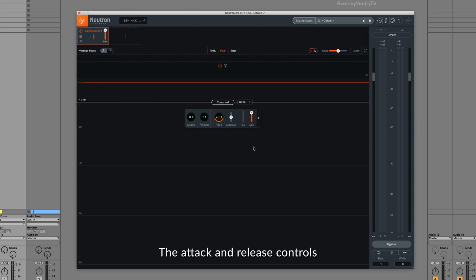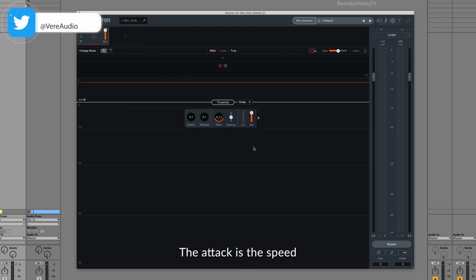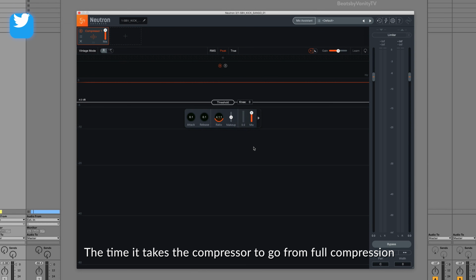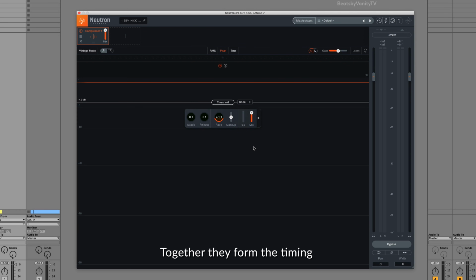The attack and the release controls are both about speed. The attack is the beginning speed and the release is the ending speed. The attack is the speed in which the compressor goes from no compression to full compression. The release is the opposite, the time that it takes the compressor to go from full compression back to the original signal. Together they form the timing, which with the compressor's gain reduction begins at attack and ends at release.